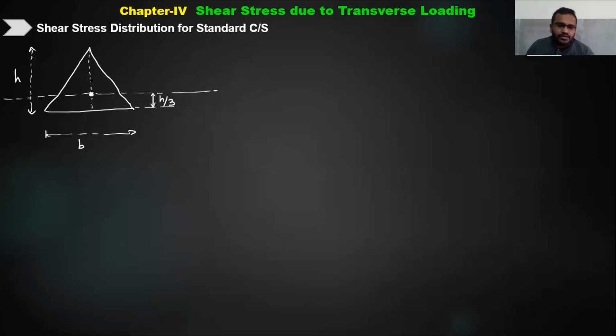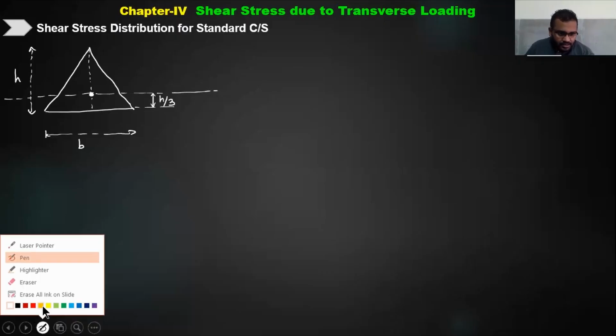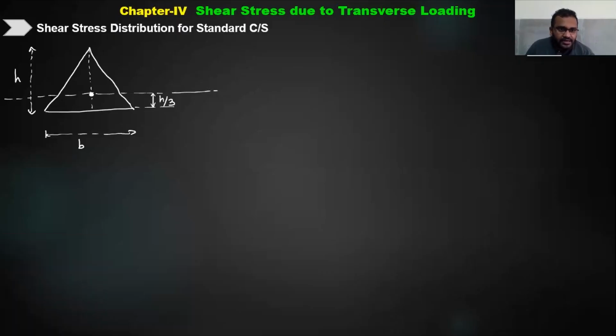So this is a cross section, and you have to find out the shear stress value. How will you calculate? Now this is quite difficult for this particular section. Why? I will tell you how to calculate the shear stress distribution for this kind of triangle. We are going to use the same formula, but here the application of that formula won't be that easy.